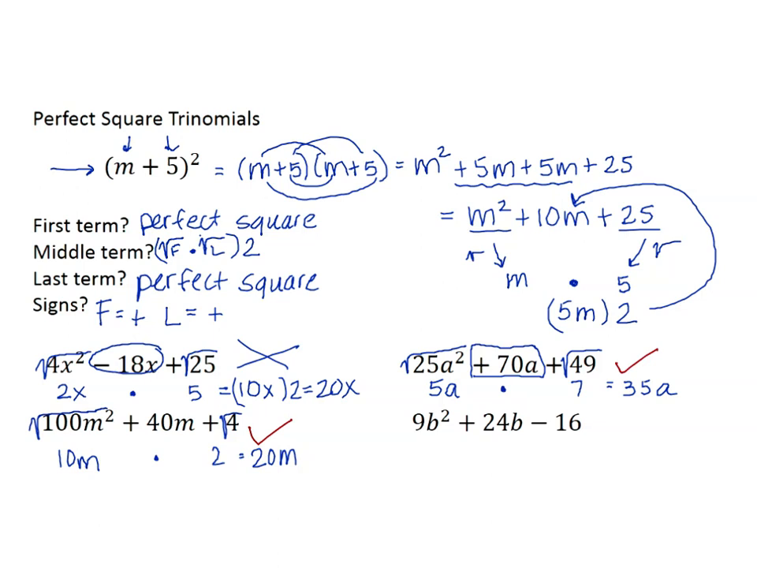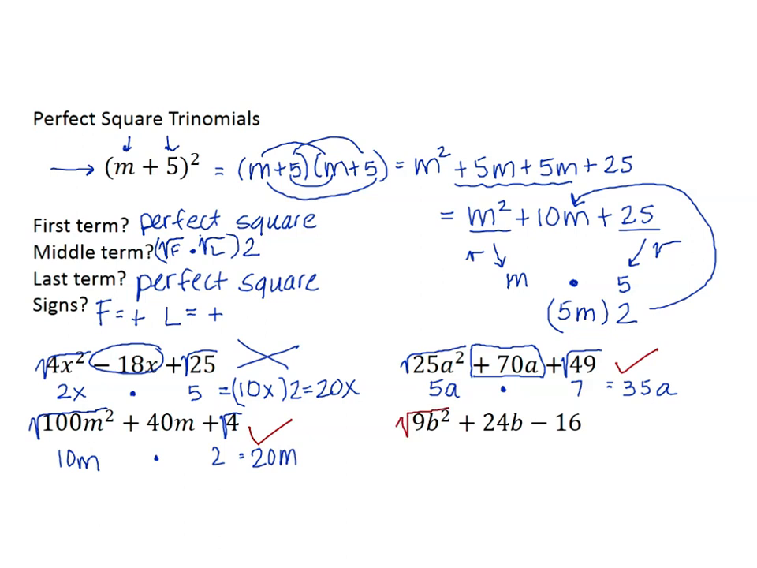Well, I forgot to check the signs, but everything here is positive, so I'm good. All right, last one. Check the first term. Yes, it's a perfect square. Check the last term. Yes, it's a perfect square. Let's check the middle term.